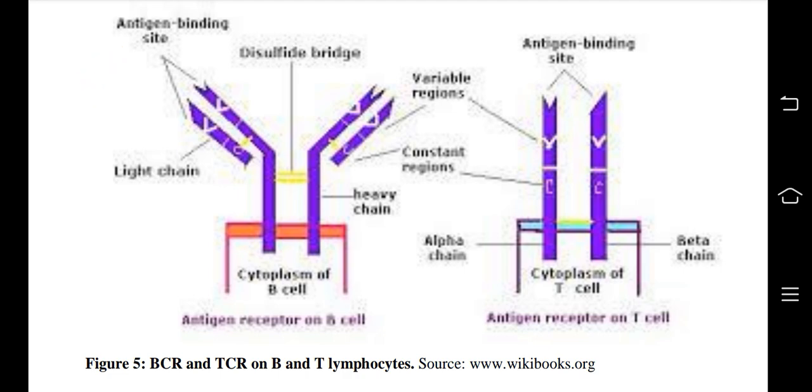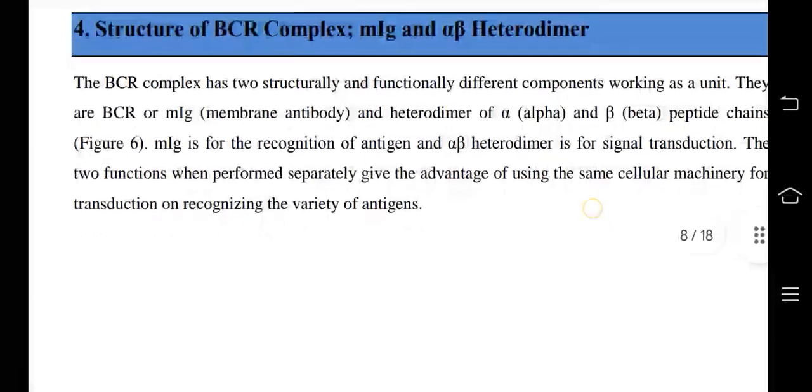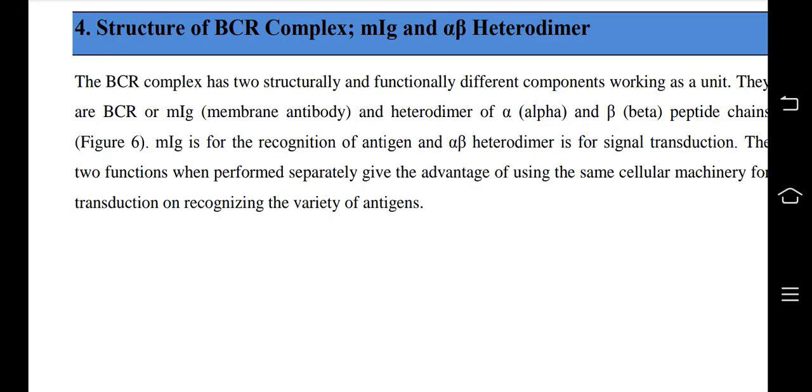Antigen binding site, disulfide bridge, light chain, variable region, constant region, heavy chain, cytoplasm of B cell. Antigen presenter of B cell, variable region, constant region, heavy chain, alpha chain, beta chain, cytoplasm of T cell. Structure of BCR complex, mIg and alpha beta heterodimer.